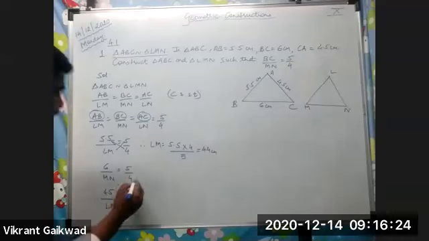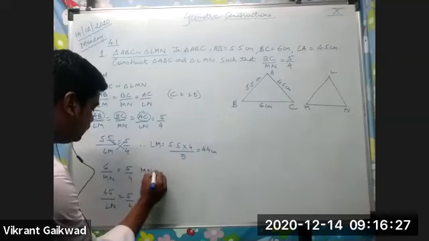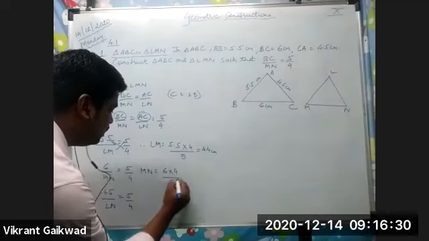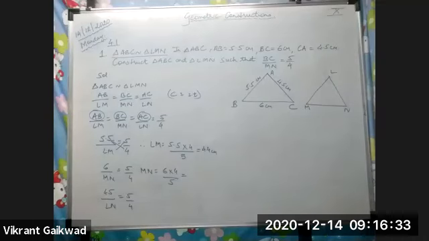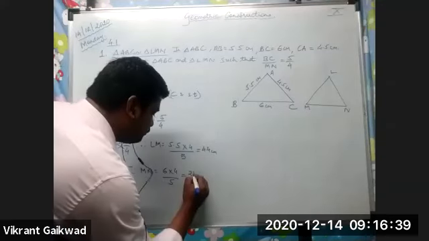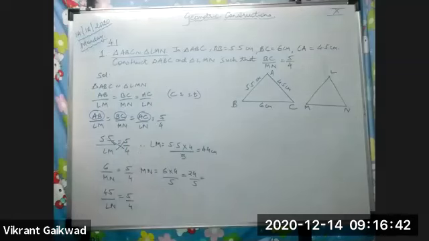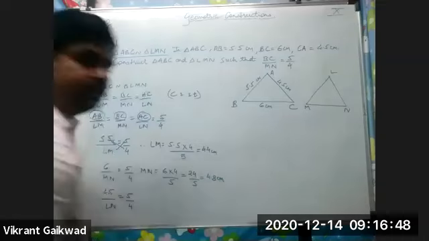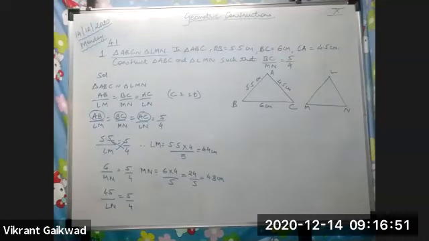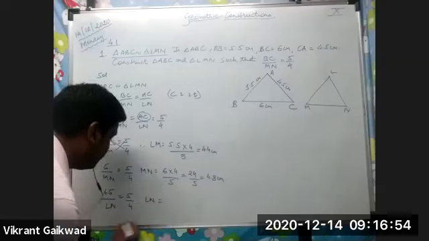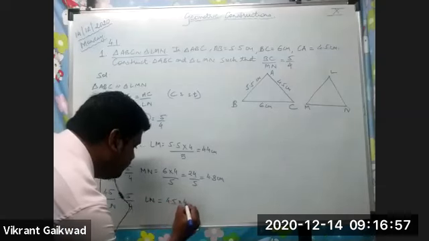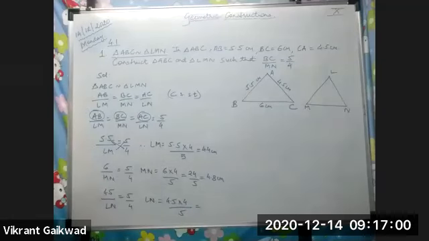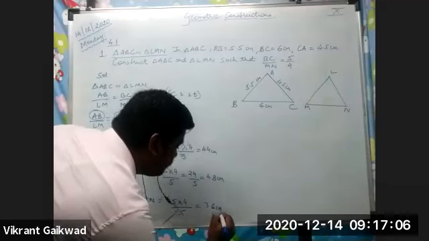After that, MN. Check MN. It is 6 into 4 upon 5. So 6 into 4, 24, 24 upon 5 will give you 4.8 centimeters. And last, the value of LN equals 4.5 into 4 upon 5. So that equals 3.6 centimeters.